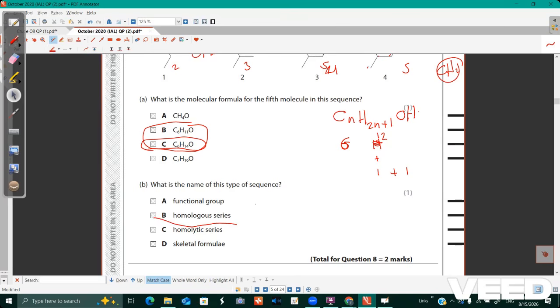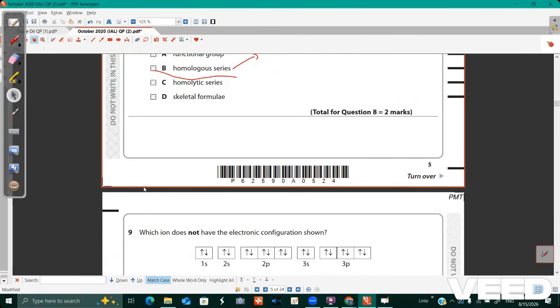So actually we call it gradation. Gradation of physical properties. Gradation. Can you remember the terms? O level, not even A levels. Gradation of physical properties. Right? Homologous series. B.